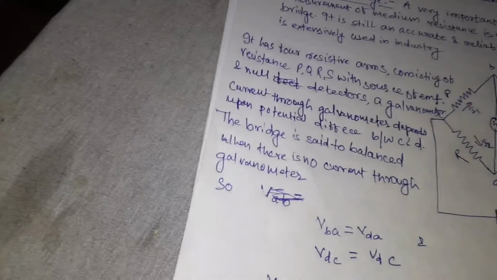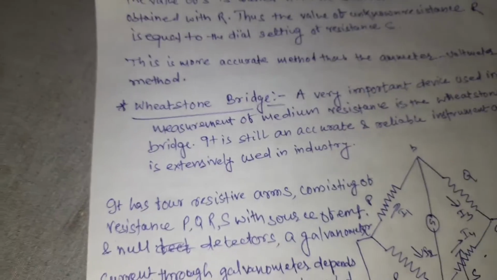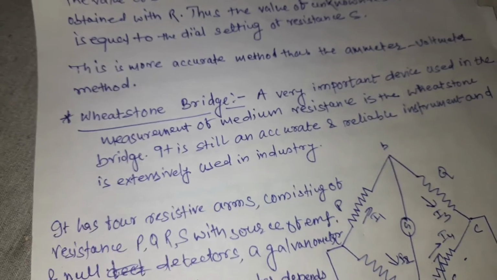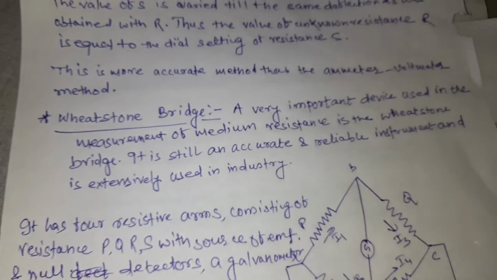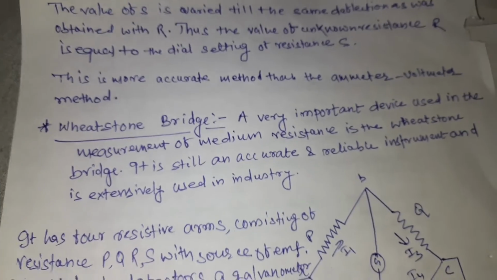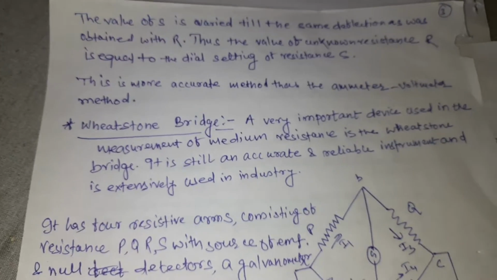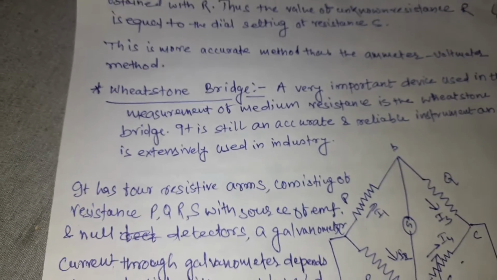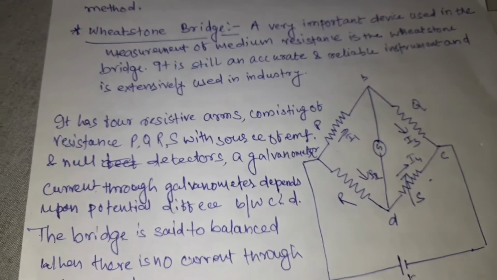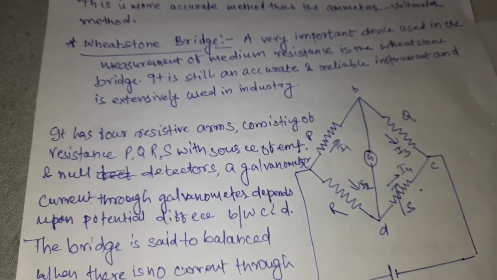Next, the third method is the Wheatstone bridge. This method is more popular as compared with the voltmeter-ammeter method and the substitution method. A very important device used for the measurement of medium resistance is the Wheatstone bridge. It is still an accurate and reliable instrument and extensively used in industry. It is the most popular and most accurate method for measurement of medium resistance.